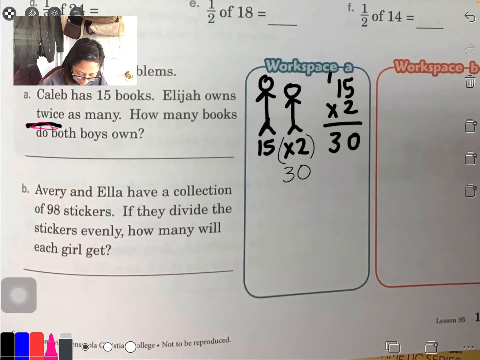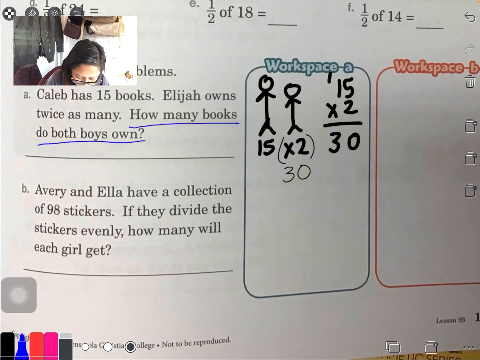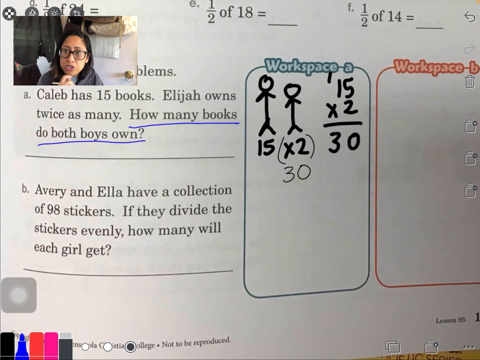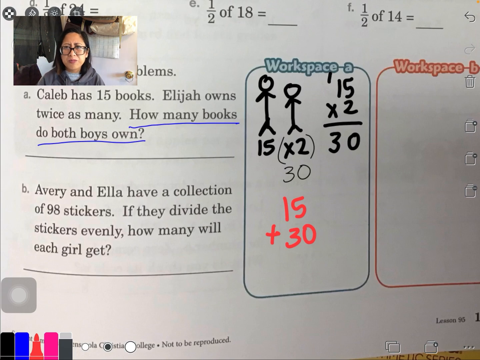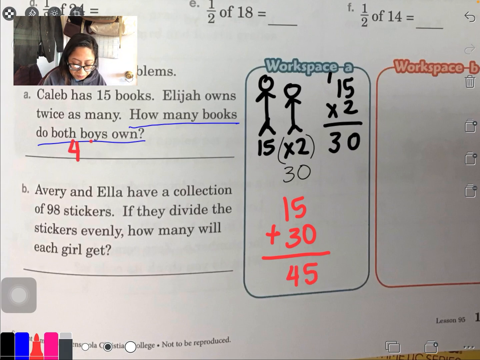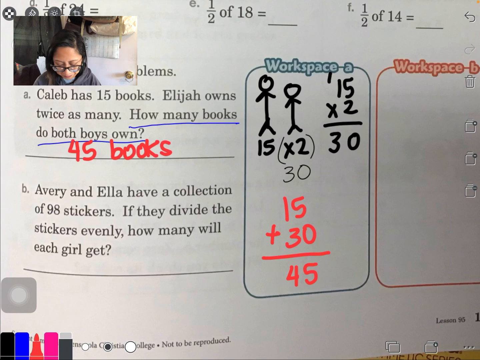Now, I'm not done because it says, how many books do both boys own? So I need to combine the number of books from Caleb and Elijah, because I want to know how much they both own. So I'm going to do 15 plus 30. And you're probably wondering, where does 30 come from? Remember, Elijah has 30 books. So 15 plus 30 is 45. So both boys own 45 books. Together, not separately.